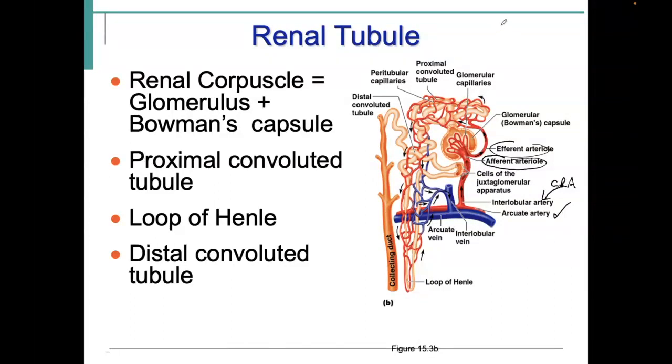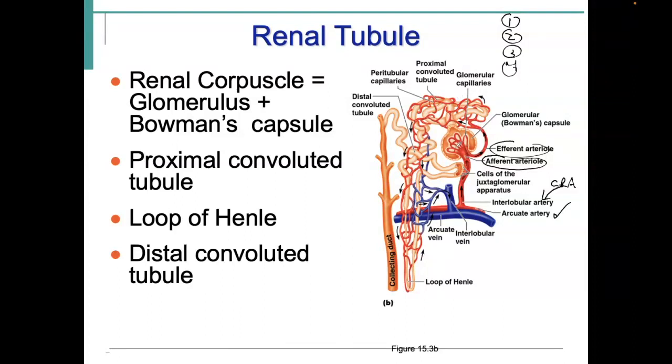And that's why you can have filtration, reabsorption, and secretion. Remember, this is a two-way street. Things can go from tubules to blood or blood to tubules.